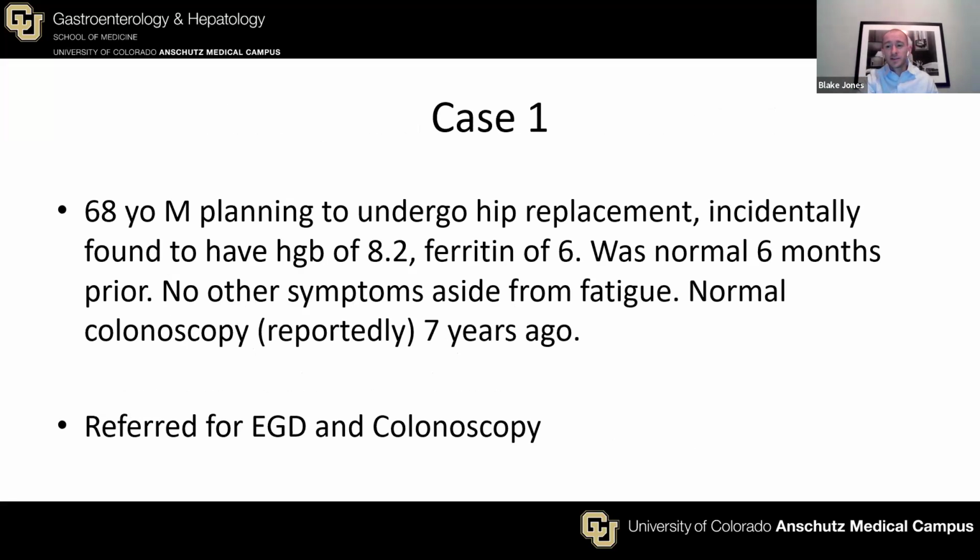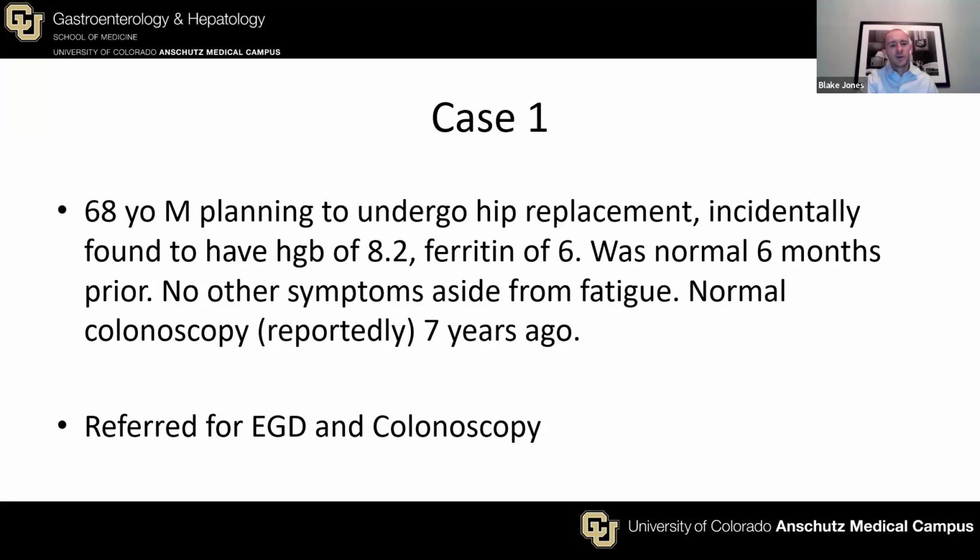I do have 2 cases just to kind of slam home some of the points I talked about, so I'll go through those really quickly. First is a 68-year-old male planning to undergo a hip replacement. Surgeons get preoperative blood work and incidentally notice that he has a hemoglobin of 8.2 and a ferritin of 6, noting that his blood counts were all normal 6 months prior. He has no other symptoms aside from fatigue and reports that he had a normal colonoscopy 7 years ago.